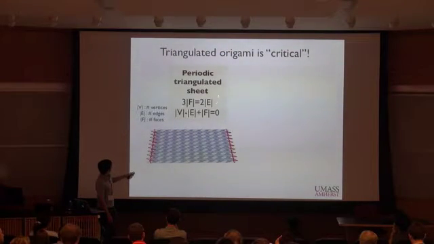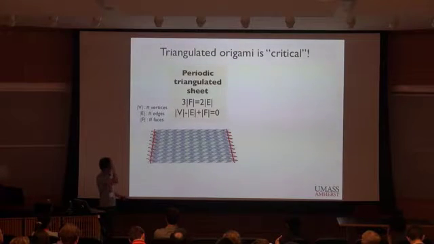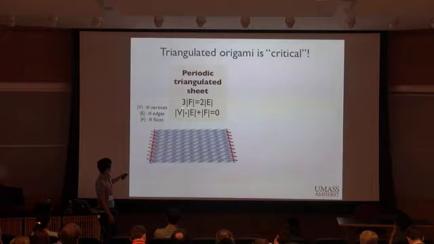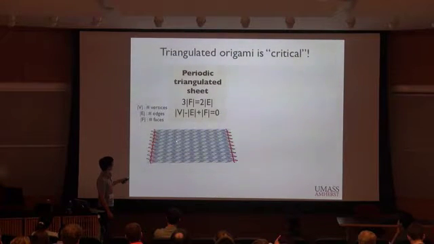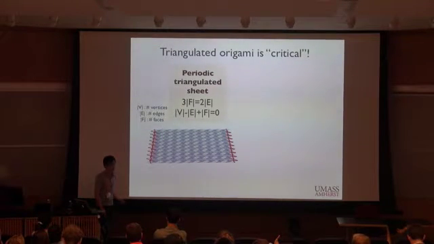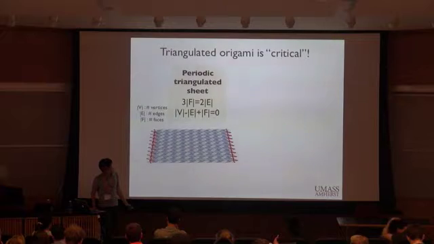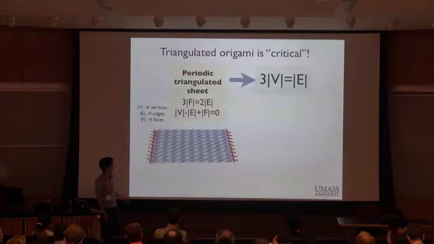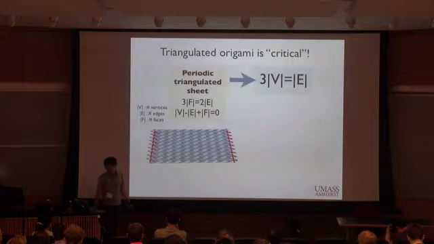So we have two simple equations. I promise this slide is the only one with equations that I'll be showing. Every face of this thing is a triangle. If we try to count the edges in the system, then we'll have 3 edges for every face. But we're double counting the edges because every edge is shared by 2 faces. So we have this equation. We also have the fact that the Euler characteristic, this particular combination of the number of vertices, edges, and faces, is equal to 0. And this gives us this equation: 3 times the number of vertices is equal to the number of edges.